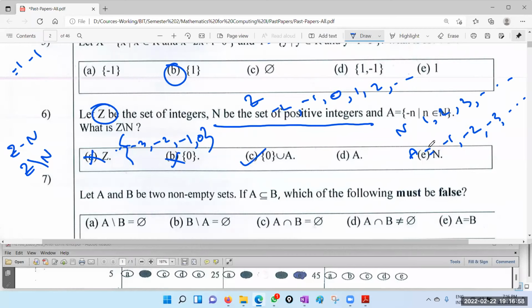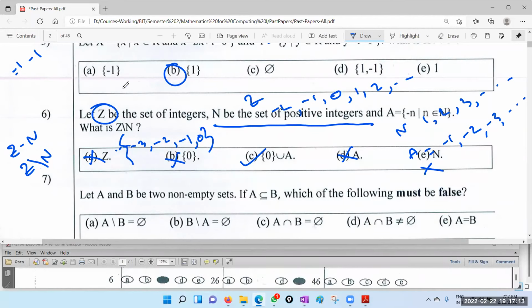A is not the answer because A doesn't have 0. And obviously the natural numbers are not the answer. Okay. So the answer is C. Answer is C. Not D. Right.